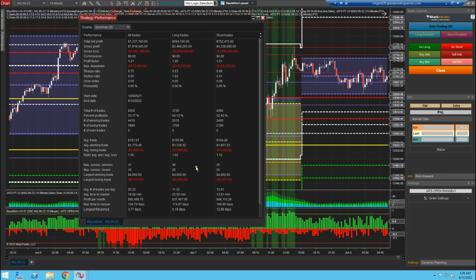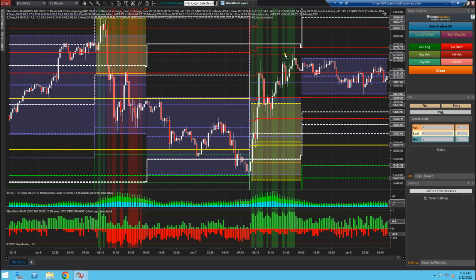Again, you can do this per contract or instrument, NQ, ES, Russell, YM. They all have the opening range strategy. So play around with it. Let me know what you think.